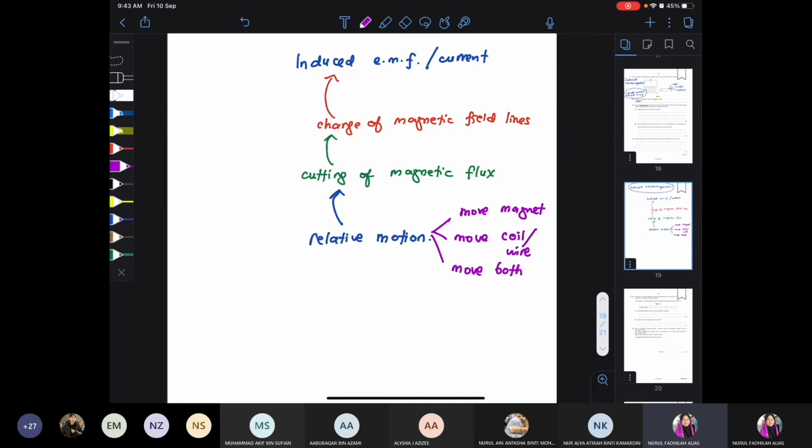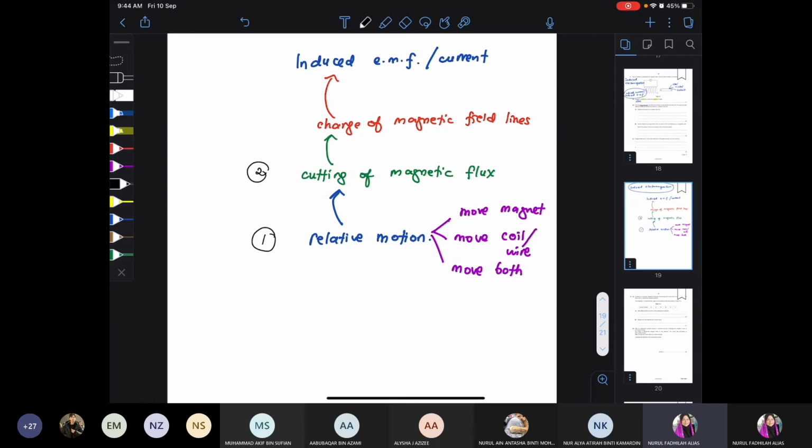Jadi macam ni lah dia soalan tu boleh jadi mana-mana. Sama ada dia tanya daripada motion macam mana the motion induce EMF ataupun you are asked to explain this way. Mana-mana boleh. Tapi dia punya konsep dia first mesti ada relative motion. Siapa yang move? Either one. Kalau tak ada movement, tak adalah cutting of. So bila ada movement, there is cutting of magnetic flux.